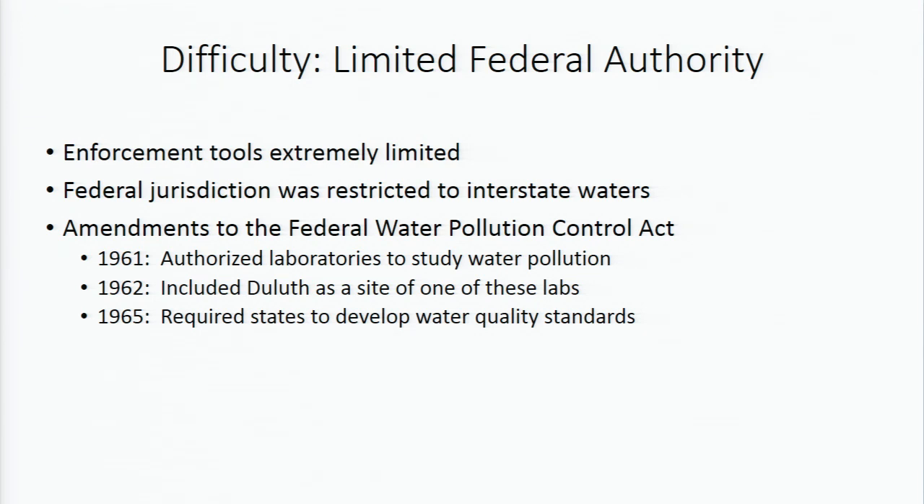And the jurisdiction, in 65, which is the important part there, Congressman Blatnick got into the federal legislation a requirement that the states had to set water quality standards. And that was kind of what caused Duluth to do what it did. The Duluth lab was dedicated in 1967, and it was assigned the responsibility to develop data so that water quality standards could be promulgated.